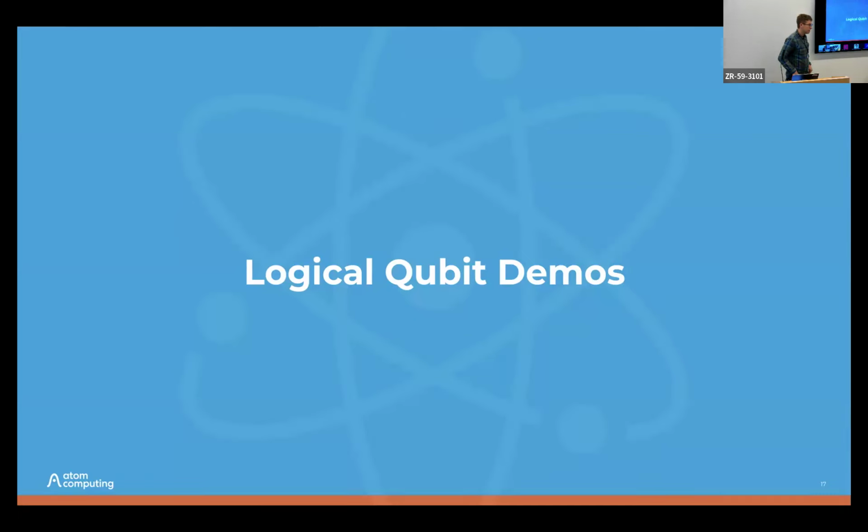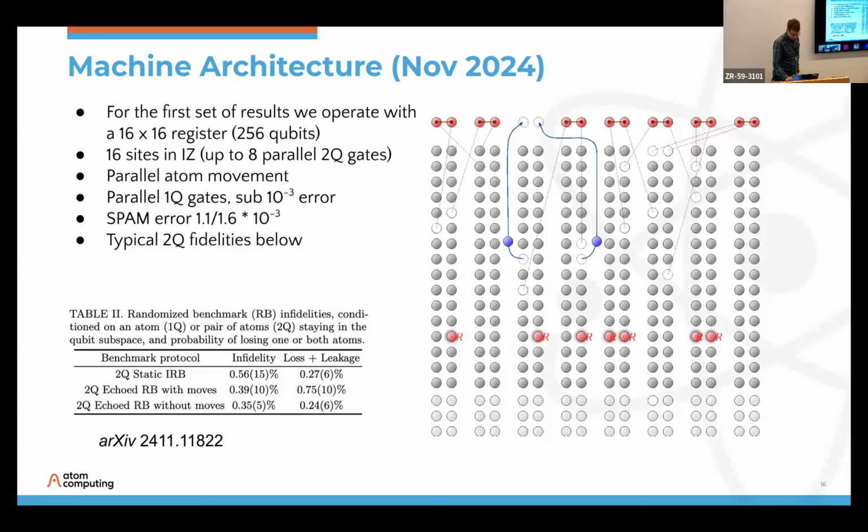Can I just ask about moving errors? What kind of errors are introduced by moves? How are you characterizing those, and how much do you have of those? To be honest, I don't remember. I don't have the number ready off the top of my head for how much loss happens just from the movement itself. Well, not loss, just leaps and decoherence.